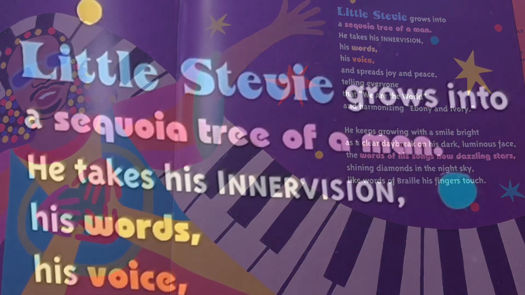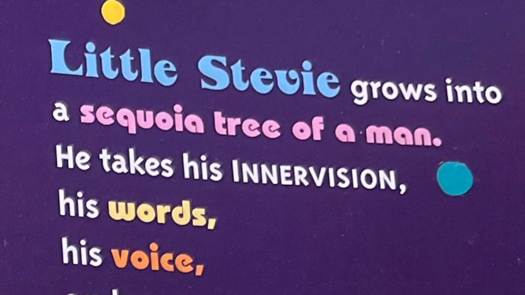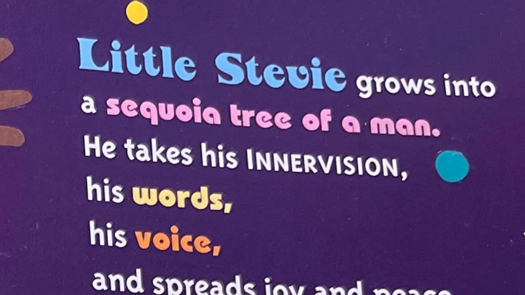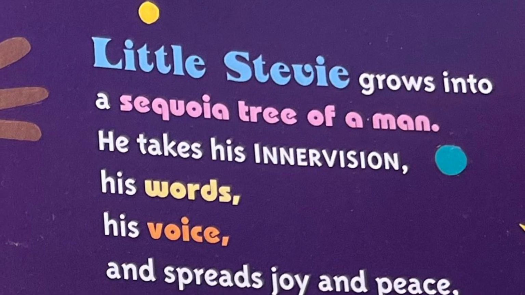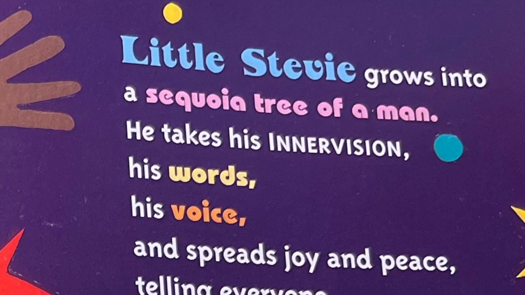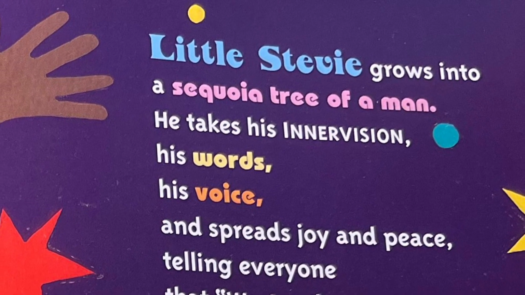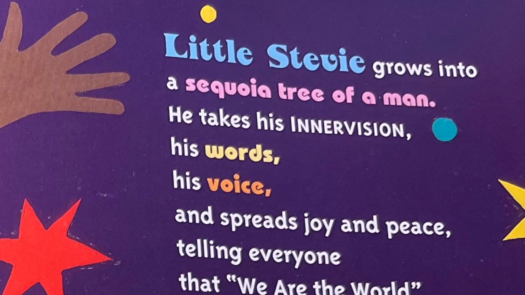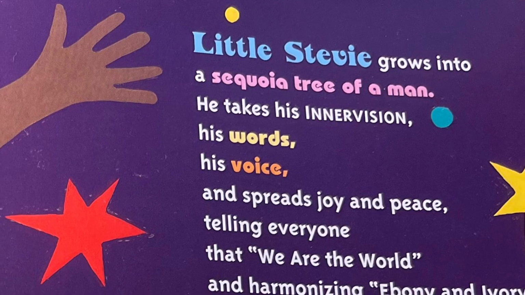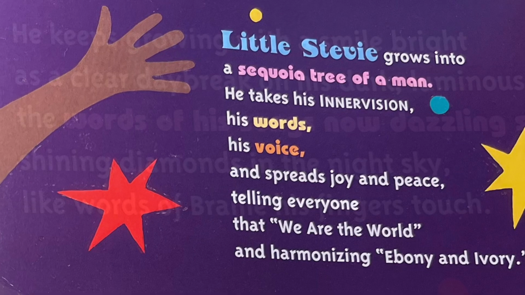An example of a metaphor in this text is the line, "Little Stevie grows into a sequoia tree of a man." The author is comparing Stevie to a sequoia tree. And the phrase is saying that the person that young Stevie grows to be as an adult is as strong and big as a sequoia tree. Now, the definition of man and sequoia tree are identical without using the words like or as, and that is why this is a metaphor.